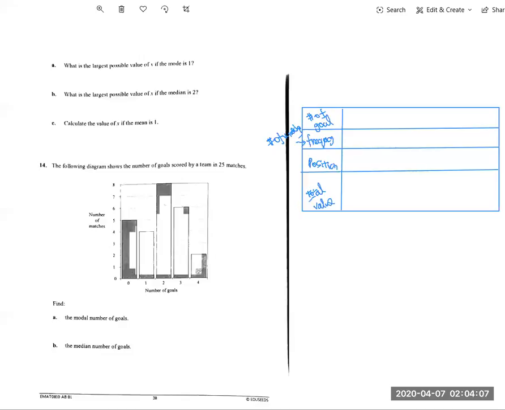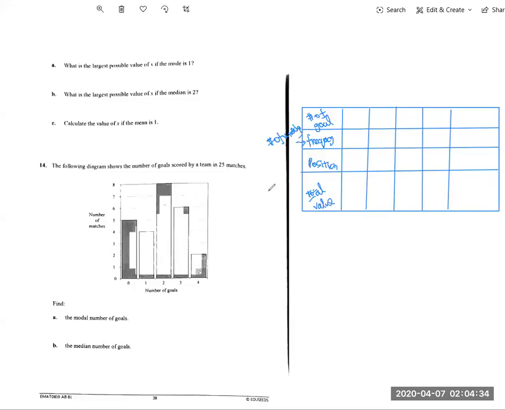Now let's draw the rest of the lines. How many? 1, 2, 3, 4. So there are 5 columns. 1, 2, 3, 4, 5.